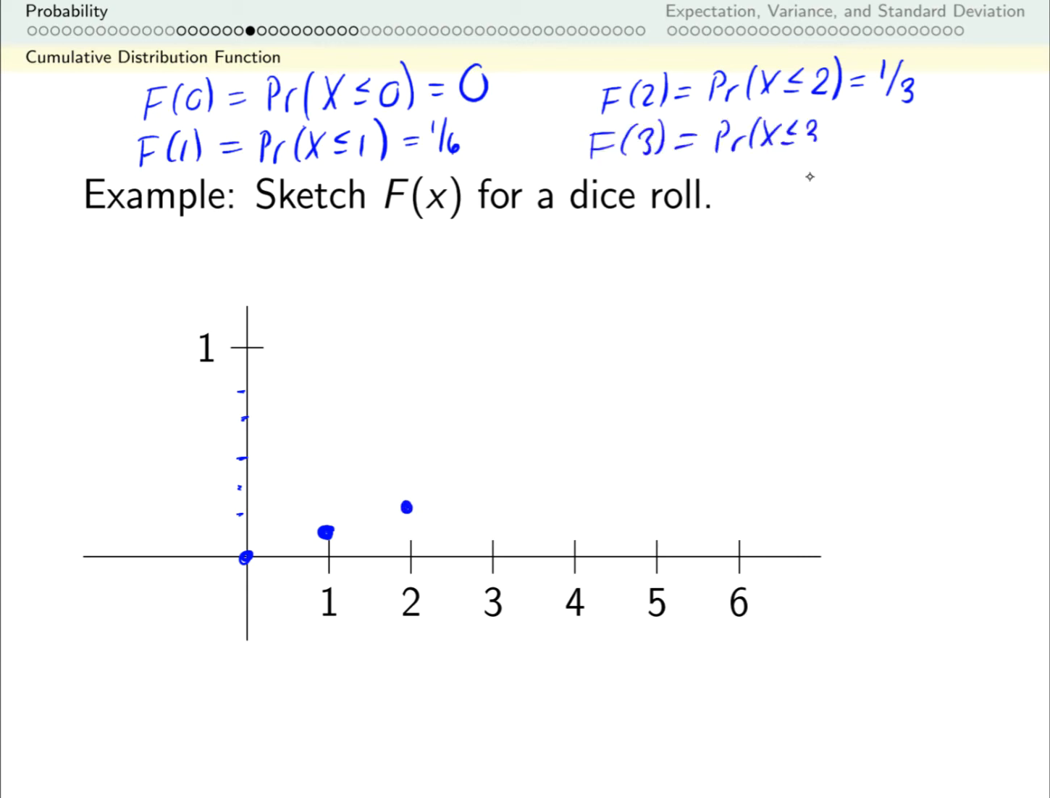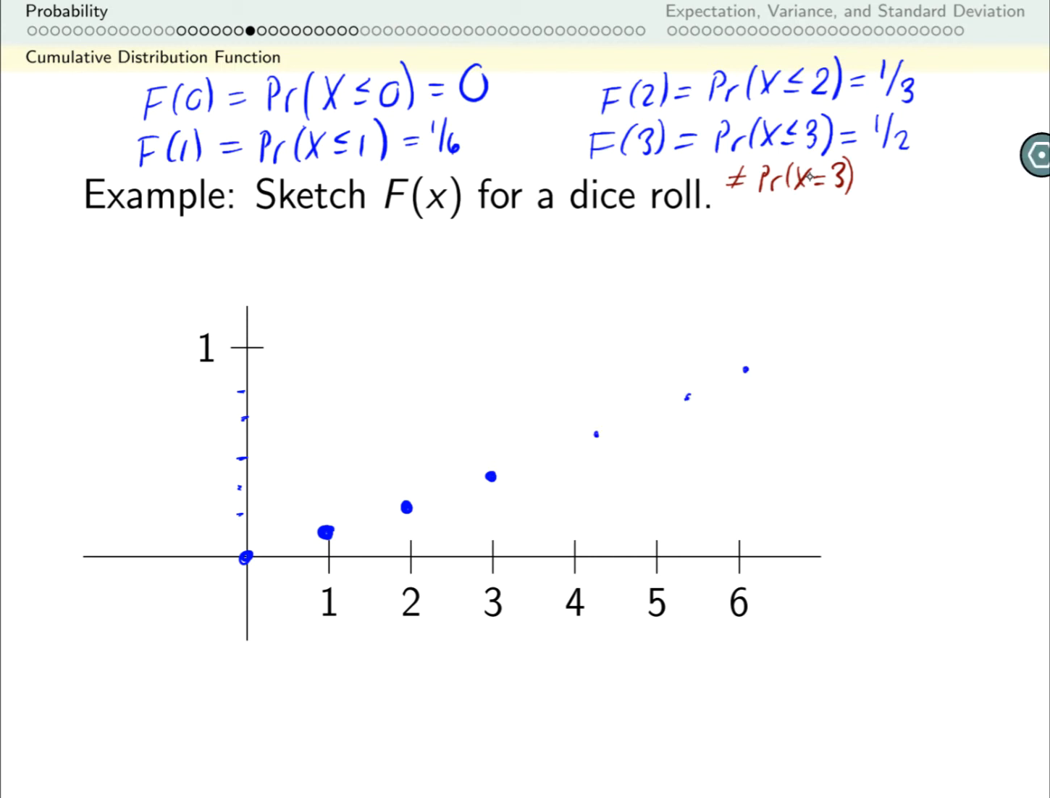Let's do F of 3. This is the probability that I roll a number and I get something less than or equal to 3. So that's the probability of rolling a 1 or a 2 or a 3, and that's half of all total numbers. So this is 1/2. F of 3 is 1/2. Now something to remember, it's easy to forget, this is not the probability that I get a 3. It's more than that. It's the probability I get a 3 or anything less than 3. The probability of getting a 3 is a sixth.